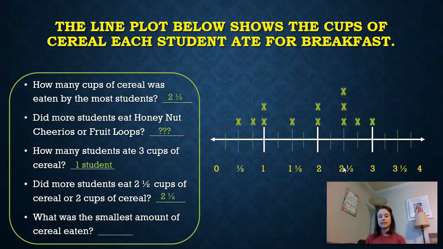Okay. Lastly, what was the smallest amount of cereal eaten? So to determine that, I go to my line plot. I look for the smallest number I have with X's above it. So the smallest number I had was 0, but I have no X's. And then it was 1/4, but once again, I have no X's. So the smallest amount of cereal that somebody actually ate, and it was 1 student that ate it, was a 1/2 cup of cereal. So that's my answer, 1/2 cup.